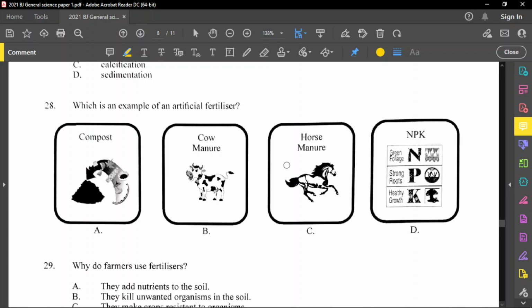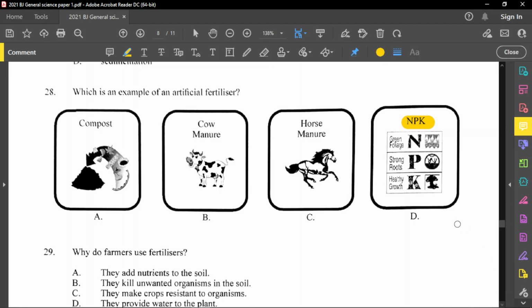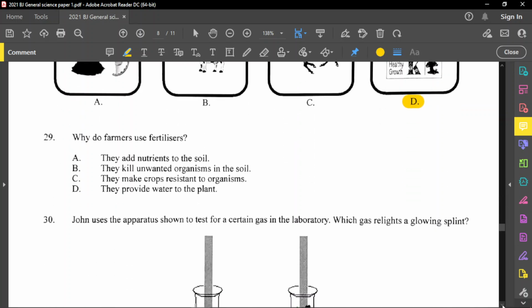Cow manure is a natural thing. Horse manure is a natural thing, but NPK, which is nitrogen, phosphorus, and potassium, those are artificial fertilizers, all right, and they are used on farms to make plants really grow faster and produce much more. But we're not saying that is the best thing or the most healthy thing, but yeah, those are what they call artificial fertilizers.